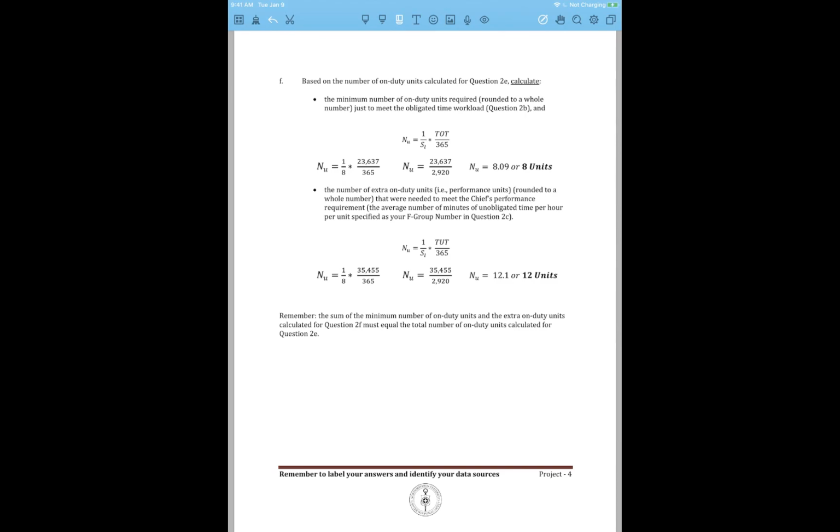The verification process is to add up your minimum number of units plus your performance units, and that answer must equal the answer from question 2E, and my answer was 20 units.